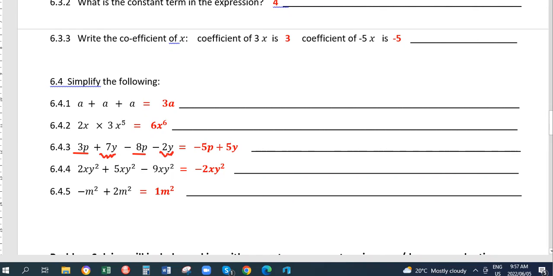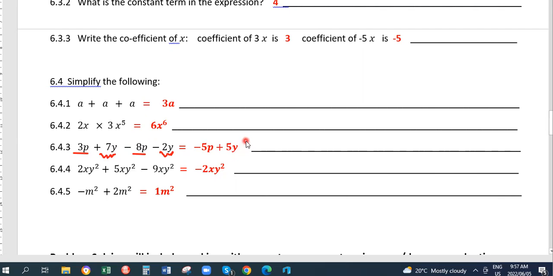So p and p are identical, and the y and the y are identical. So p plus 3 minus 8. Right, 8 minus 3 is 5. So it's 5, but they're more negative. So it's the difference between 3 and 8, which is 5, and they're more negative. So negative 5p. Now this is a positive 7 and a negative 2. The difference between 7 and 2 is 5, but they are more positive. Positive 7. So the answer is positive 5.